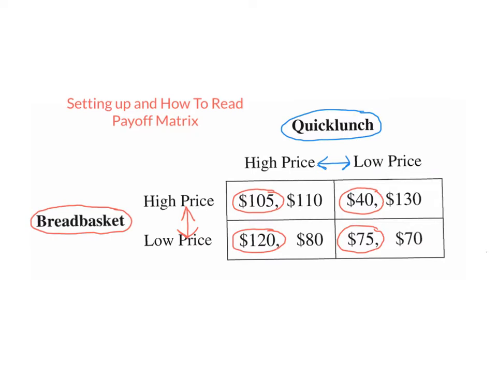I will put the arrows going vertically up and down for Breadbasket so that I'm able to understand how to read the payoff matrix for Breadbasket. For Quick Lunch, I will look horizontally at the values to understand the payoffs for Quick Lunch.